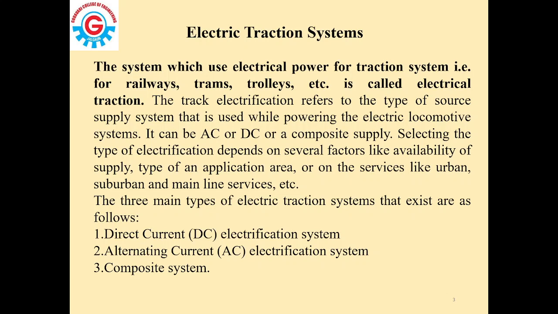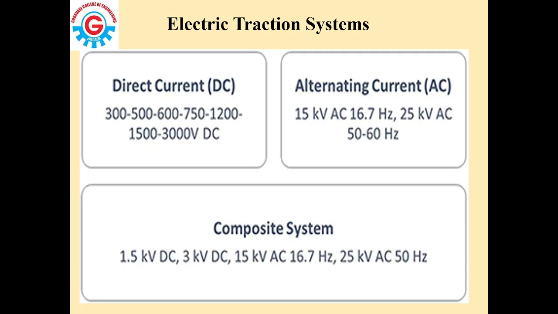Selecting the type of electrification depends on several factors like availability of supply, type of application area, or the service like urban, suburban, and mainline services, etc. The three main types of electrical traction system that exist are as follows. First is direct current, that is DC electrification system, then alternating current AC electrification system, and composite type of system. Depending on this, there are three types: direct current system, alternating current system, and composite system.